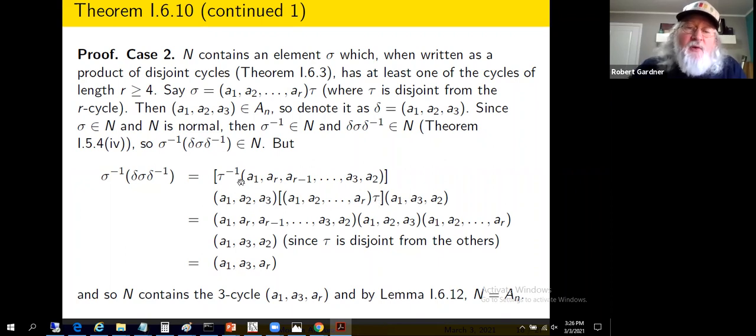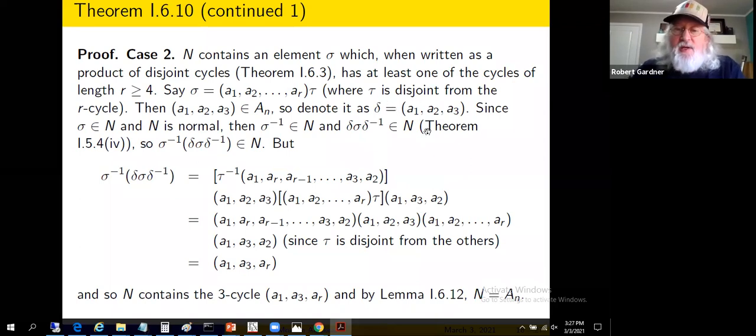We can move the tau over here to the tau inverse or vice versa, move the tau inverse over here to the tau, and ignore those. The tau and the tau inverse compose to give the identity. You may commute the taus with these other things because of the disjointness. So we've lost the taus. Now it's a matter of going through, multiplying these things together and showing that that produces a 3-cycle A1, A3, A sub r. Let's check a piece of that.